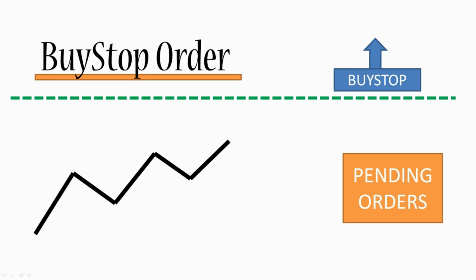In this case, what's happening is you're saying that if the price reaches this green line, I want to enter the market with a buy order. So let's see how that happens. The price crosses the green line, and that's exactly when your buy stop order turns into a buy order. From that red cross onwards, your buy stop order no longer exists. Now you have a buy order in the market.